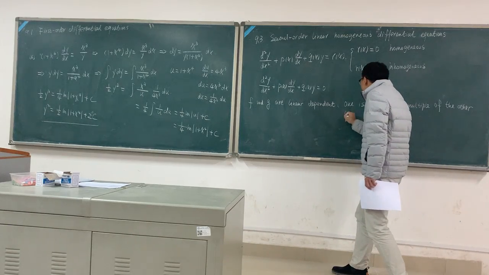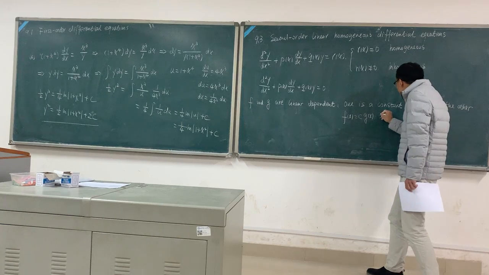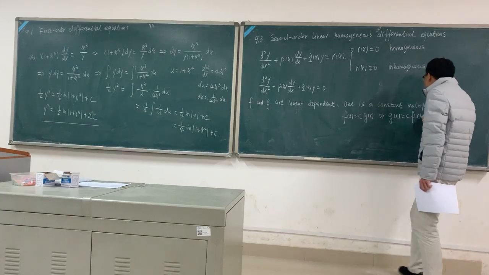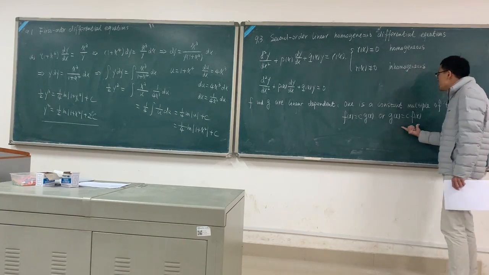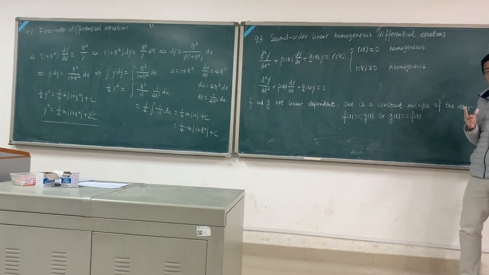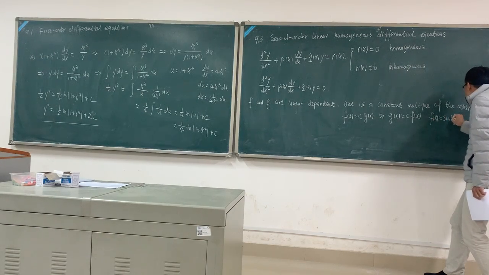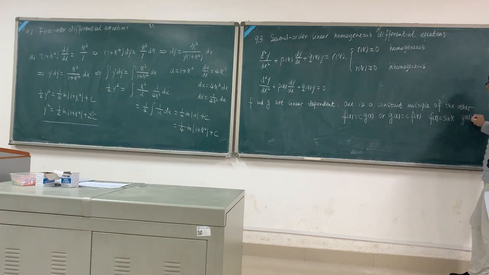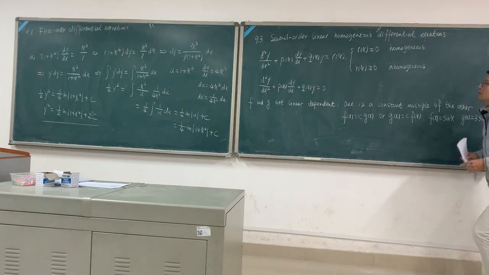So here f(x) equals a constant times g(x), or g(x) equals c times f(x). If two functions have this relationship, then we say f and g are linear dependent. For example, f(x) equal to sin x and g(x) equal to 3 sin x. We can see g(x) actually is 3 times f(x). So these two functions are linear dependent.